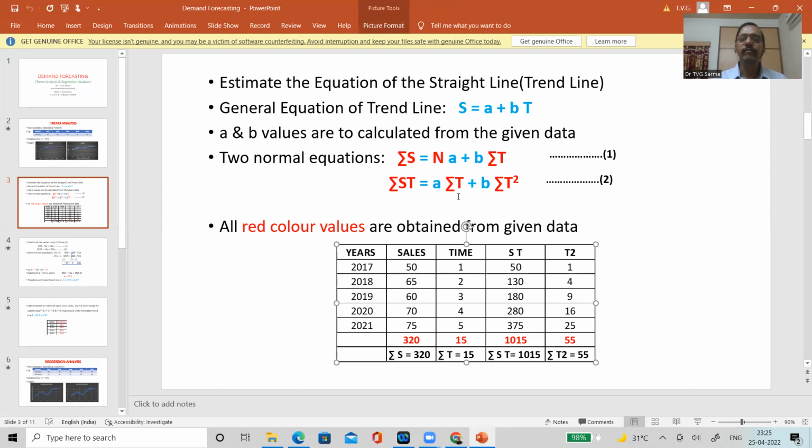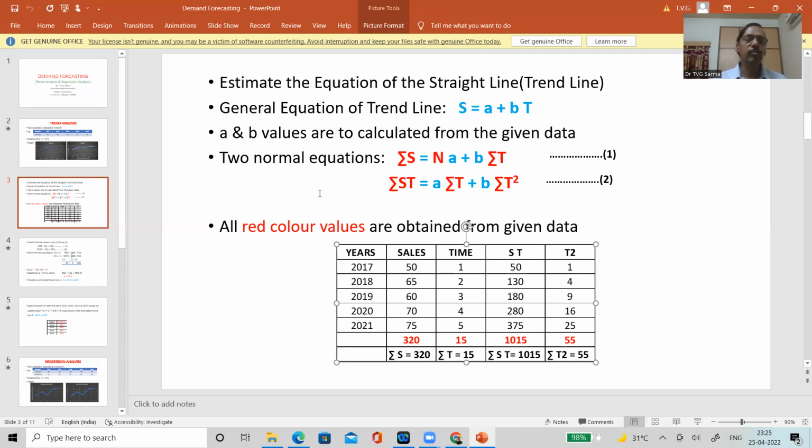1015 is obtained here. Then summation T is already here, 15, and summation T square is to be calculated. So summation T square means 1 square, 2 square, 3 square, 4 square, and 5 square. Summation of T square is 55. So all the values that are required to calculate the values of A and B in the trend line are given in these normal equations, and the values are directly obtained from this particular data.